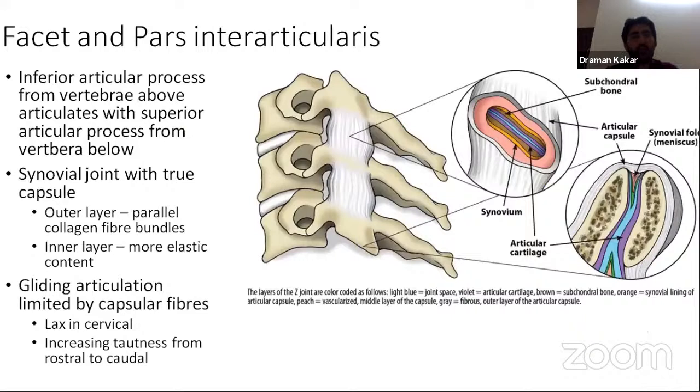Now I discuss the facets. The facet joint is formed by the superior articular process of the vertebra below and the inferior articular facet of the vertebra above. It is a well encapsulated joint and it is a synovial type of joint. The capsule provides the maximum strength to the joint. It is formed by two layers, the inner layer and the outer layer. The outer layer is made of parallel collagen fibers, while the inner layer is made of elastic fibers and is more elastic as compared to the outer layer.